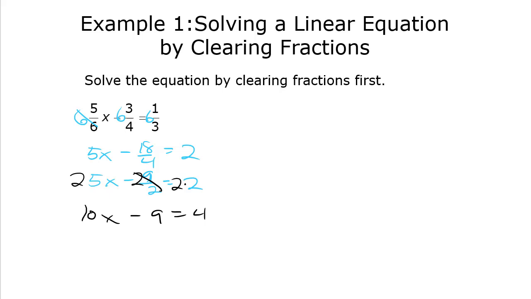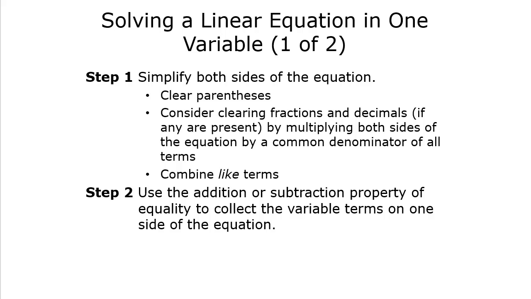We've kind of reset the bar now and go, okay, I can do this really easily. All I have to do is add 9 to both sides, and then divide by 10, and I get x equals 13 over 10. So that's what it means to clear fractions. So here are the steps that we've talked about before.